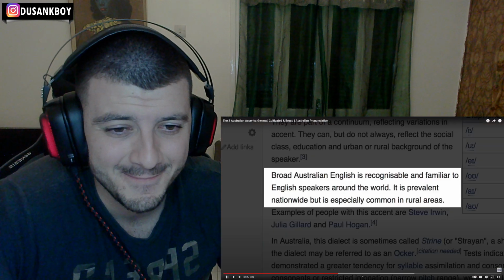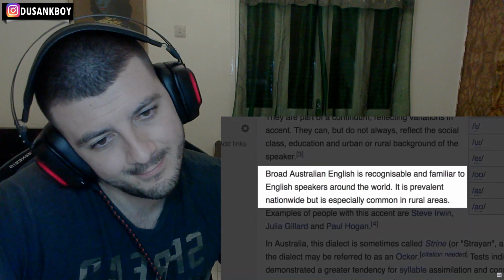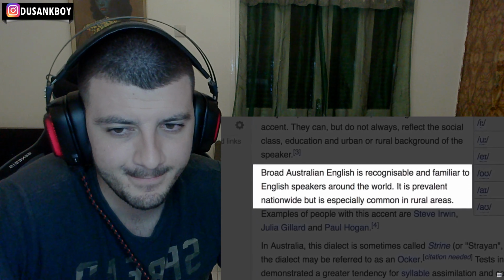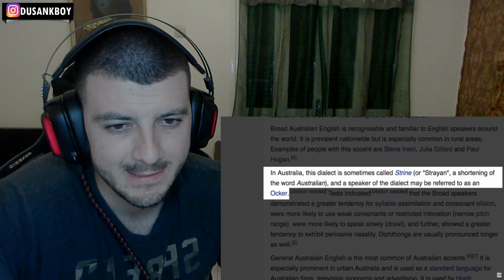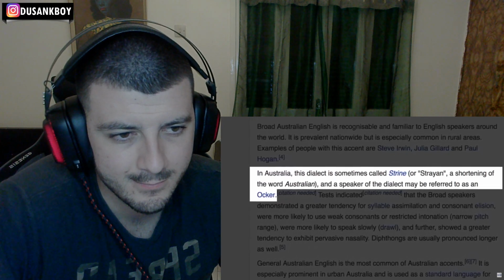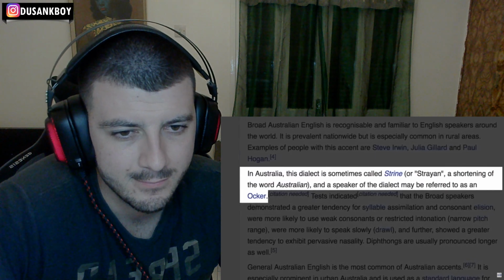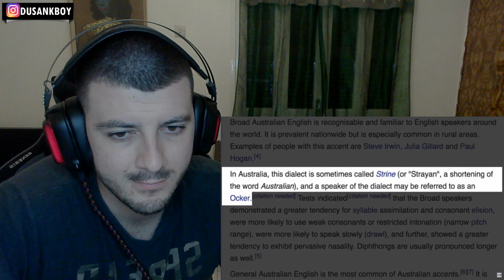According to Wikipedia, broad Australian English is recognisable and familiar to English speakers around the world. It is prevalent nationwide, but is especially common in rural areas. In Australia, this dialect is sometimes called Strine or Strayan, a shortening of the word Australian. And a speaker of the dialect may be referred to as an ocker.